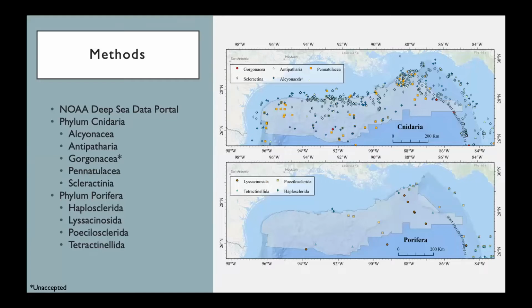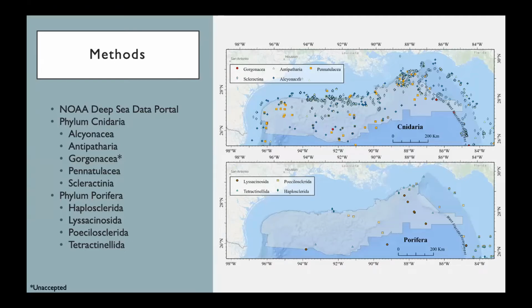Our presence data for corals and sponges was collected from NOAA's open access data on their deep sea data portal, NOAA standing for National Oceanic and Atmospheric Administration. They used remotely operated vehicles to collect grab samples and images that were then identified to the lowest taxonomical level by personnel at NOAA. Due to limitations associated with getting down to the species level, we chose to group our taxonomic brackets by order. So we resulted in 5 orders from the phylum Cnidaria and 4 orders from the phylum Porifera, which you can see here in the figure are presence points, and that outlined data footprint is the study area for this project.